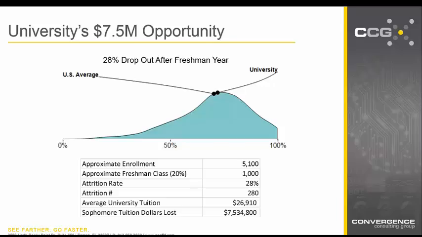And with an average tuition of $26,910, that total loss, or that total opportunity, we were talking about recovering 270,000 of that, but that total opportunity is upwards of $7.5 million for the life of the students' experience at that college. And moreover, it's the 280 lives that are affected, maybe at the beginning not on the right college path, or didn't have the resources that they needed, or didn't know they didn't have the right resources.